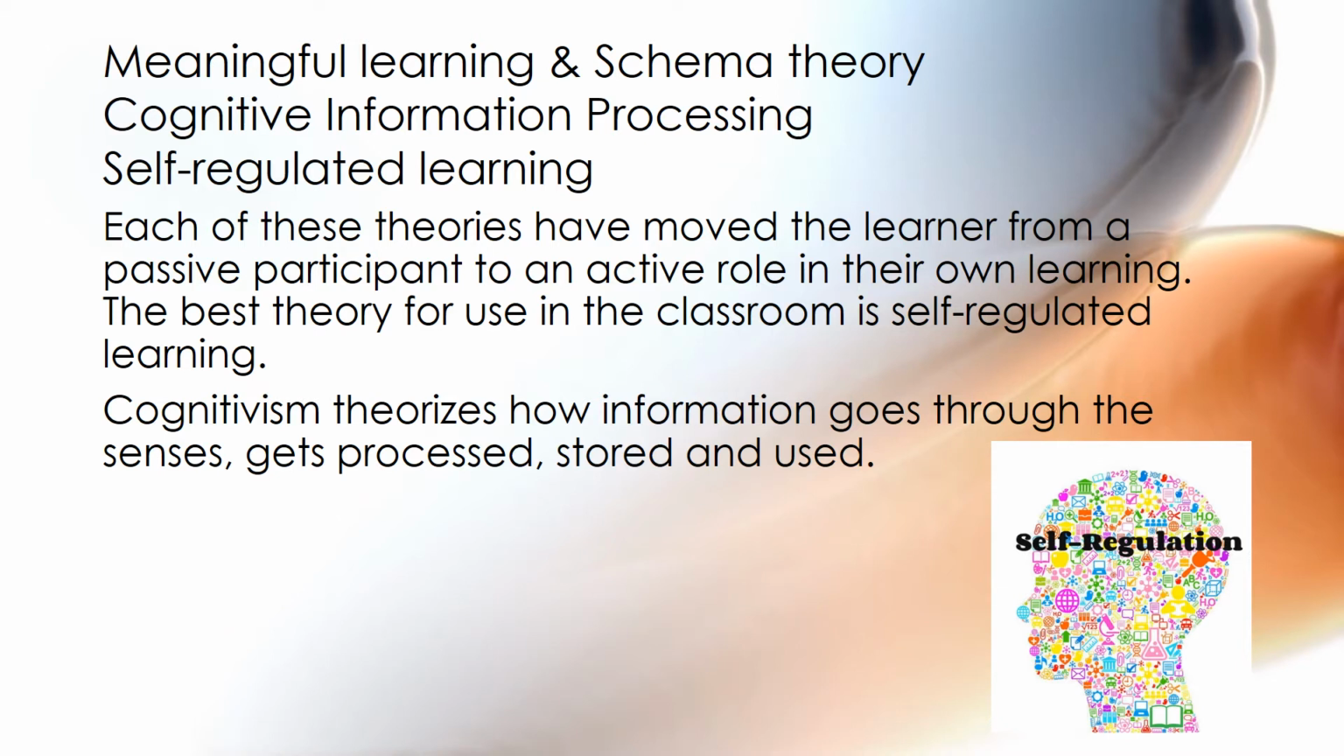Module 2 has examined theories of meaningful learning and schema theory, cognitive information processing, self-regulated learning, and motivation. Each of these theories has moved the learner from a passive participant into an active role and taking control of their own learning within the classroom. Cognitivism theorizes how information goes through the senses, gets processed, stored, and used. And the focus is explaining these processes of learning as they happen inside the head.